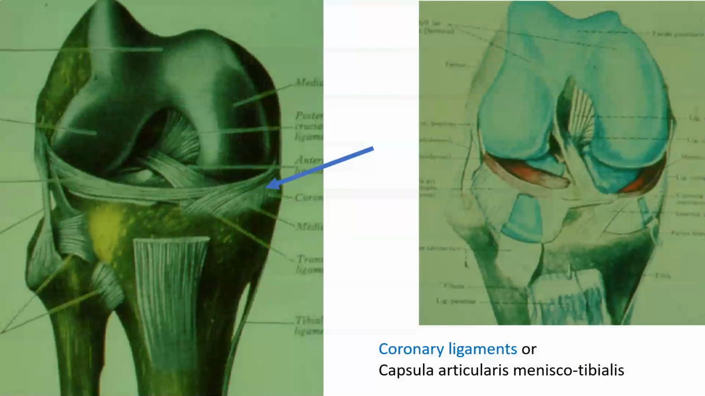And then we have another interesting structure, the coronary ligaments. Depending on the atlas in which you study your anatomy, in Gray's Anatomy they talk about the coronary ligament. The right picture is coming from Sobota, and there they talk about the capsula articularis meniscotibialis. Perhaps this is an interesting structure that sometimes is forgotten a little bit. This is one of the first structures which is lesioned when the patient has a flexion rotation trauma.